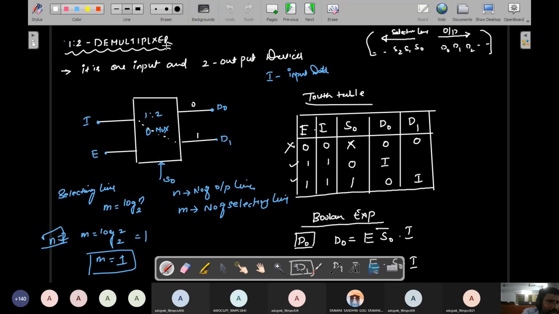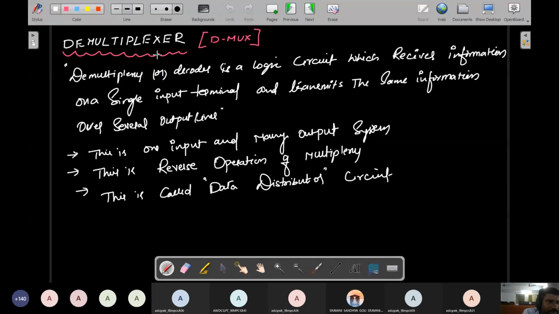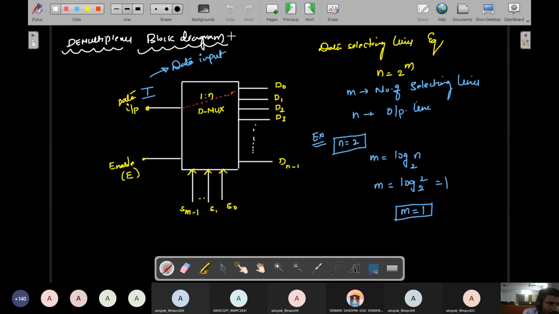Students, in the previous class I explained the concept of the demultiplexer. A demultiplexer is a one-input, many-output system. It is the reverse operation of a multiplexer, and it is also called a data distributor circuit. After that, I drew the block diagram of the demultiplexer.